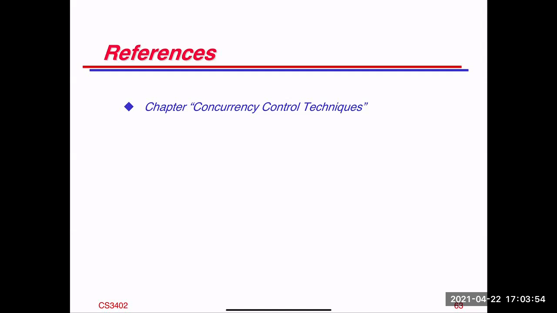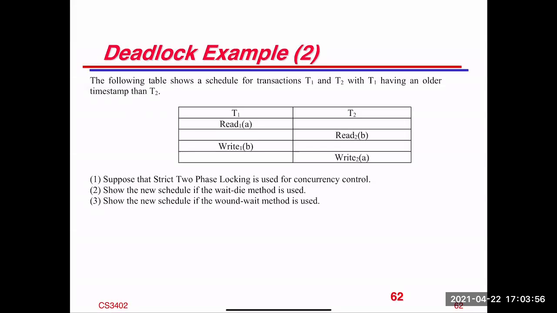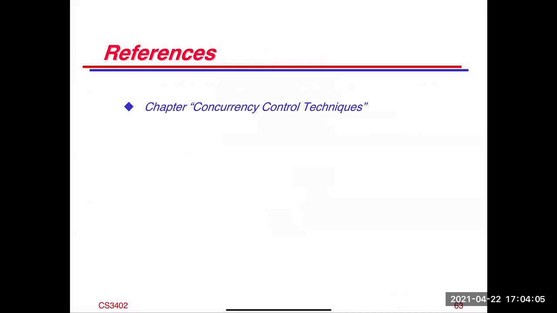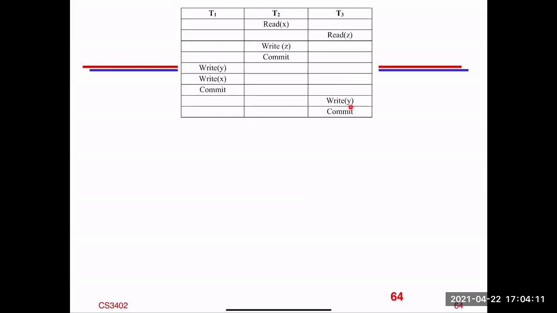All right, so let's continue. So this was the example here for using wait-die and wound-wait. You can find more information about these things in the textbook. There's one more example that I might want to do about these wound-wait and locking protocols in particular.